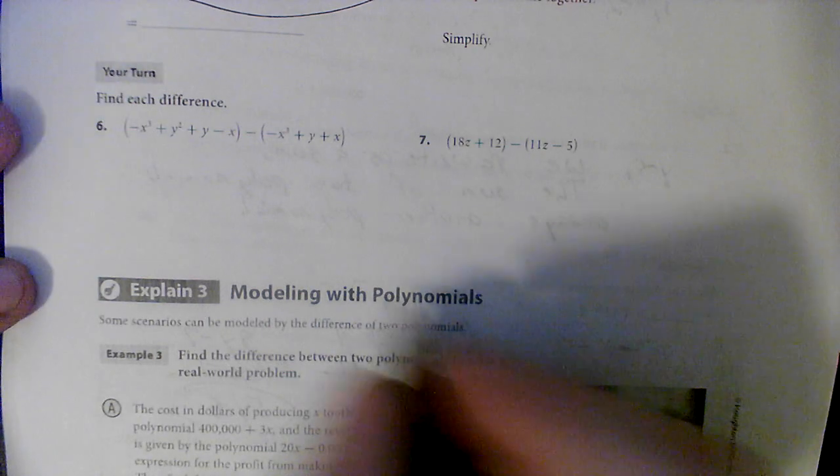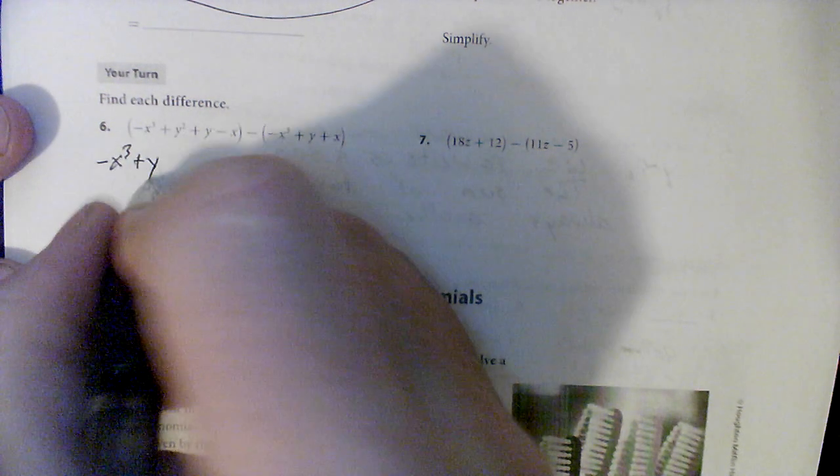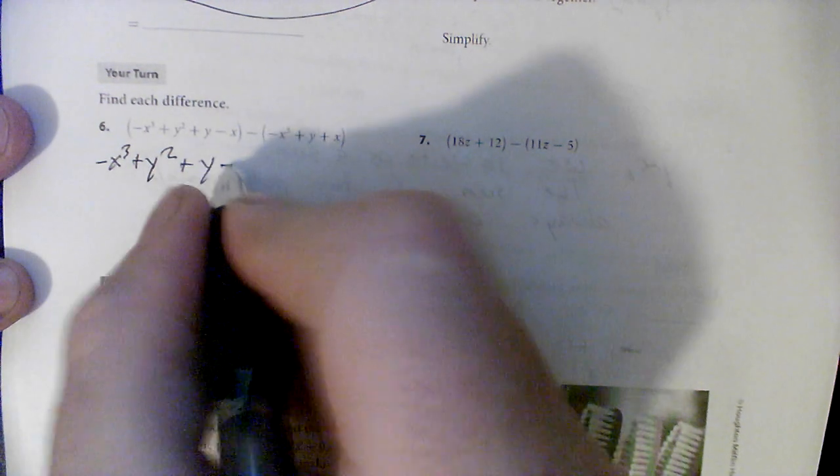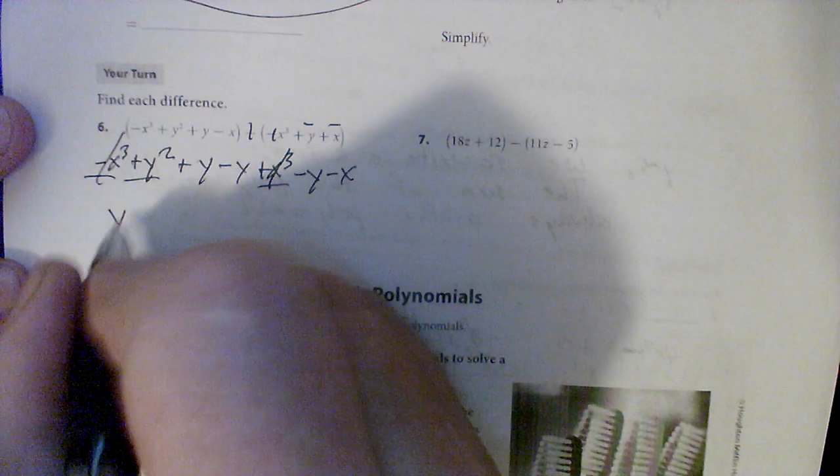So down here, let's do it again. We've got negative x cubed plus y squared plus y minus x plus, and change all these signs. So plus x cubed minus y minus x. And I just underline things like these are opposites and cancel out. I don't have another y squared, so we start with it. Y squared.